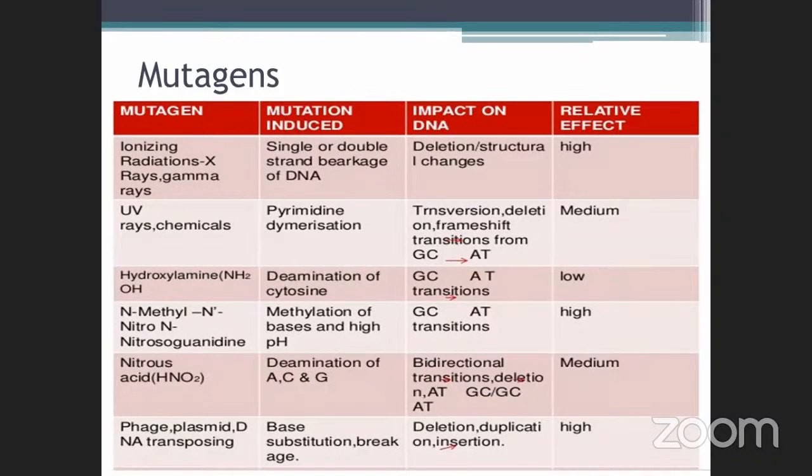And biologically, mutagens like phage, plasmid, and transposon are also used. But you have to ultimately select the particular mutagen as per your experiment, as per your requirement. And after that, you may ultimately apply it, because each has its own drawbacks or demerits.